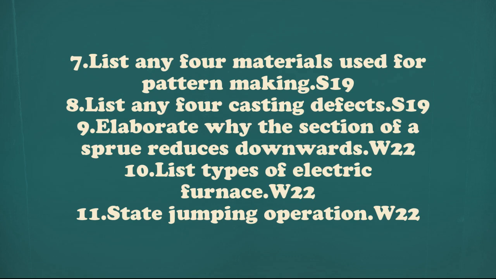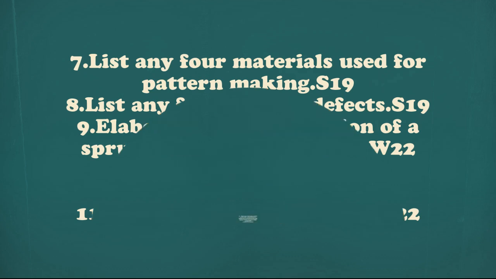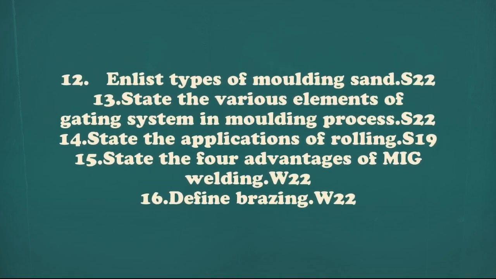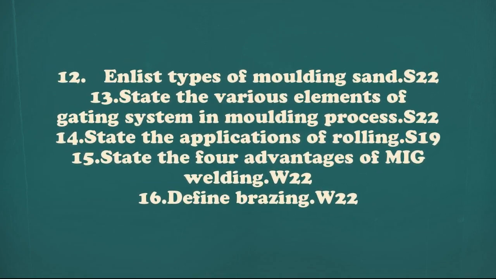S19. 9. Elaborate why the section of a sprue reduces downwards. W22. 10. List types of electric furnace. W22. 11. State jumping operation. W22. 12. Enlist types of molding sand.